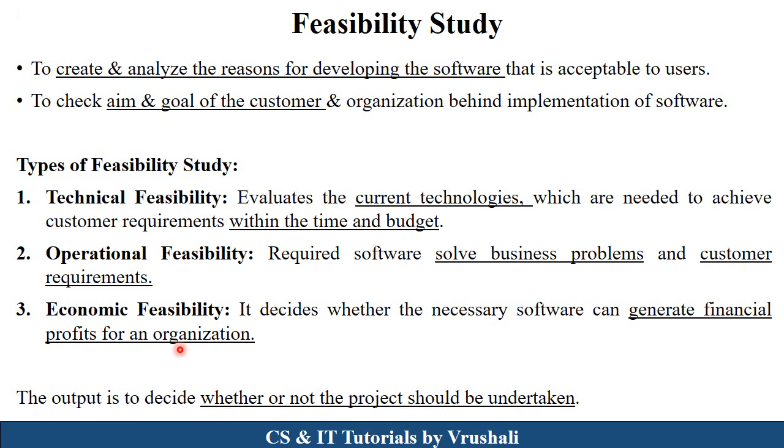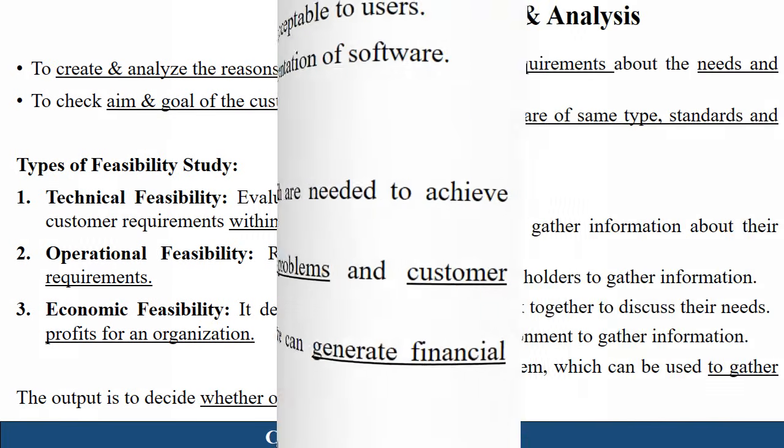So all these 3 types of feasibility study are done here. After that, they decide whether a particular project should be developed or not, whether a particular project should be taken from the customer or not. So this is called feasibility study.